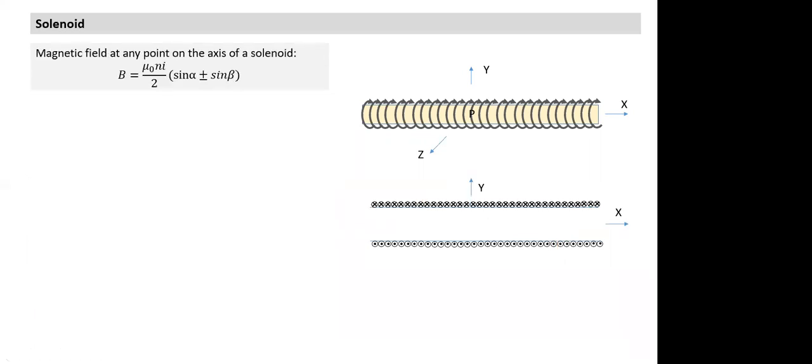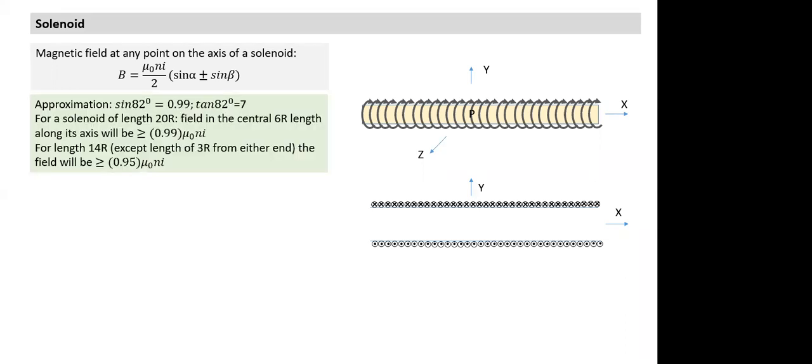Let's take some example here. Magnetic field at any point on the axis of a solenoid can be calculated as mu naught Ni by 2, sin alpha plus or minus sin beta. I hope we understand when it is plus and when it is minus and how to calculate alpha and beta. For alpha and beta, we connect whichever point we have calculated the field at to the endpoints of the solenoid on the perimeter. Okay, so just to understand this approximation better, I have taken these values so that we understand where the field is uniform.